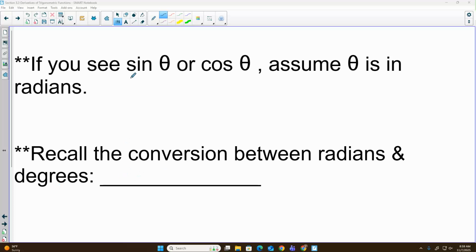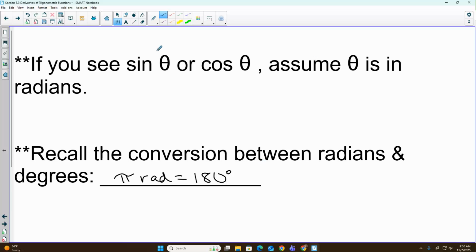So basically, it depends on which one you're changing to, but we know pi radians is equal to 180 degrees. So if you had degrees and you need to change it into radians, you would multiply by pi over 180.